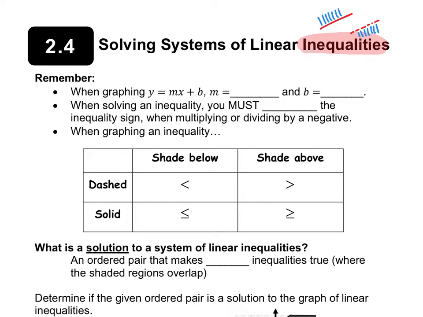So since we're going to be graphing, let's remember when we're graphing y equals mx plus b that the m is the slope, also known as the rise over the run, and the b value, so whatever it's added to, is your y-intercept. So that's going to be where the graph starts or crosses the y-axis.